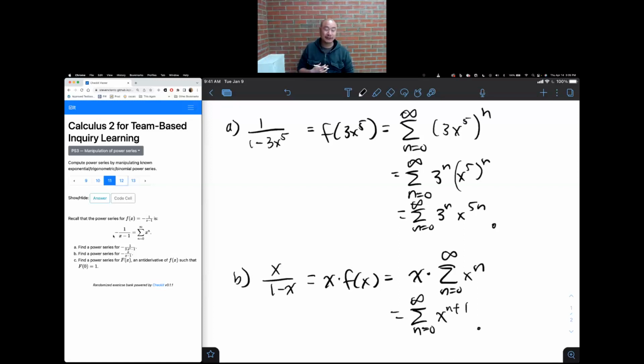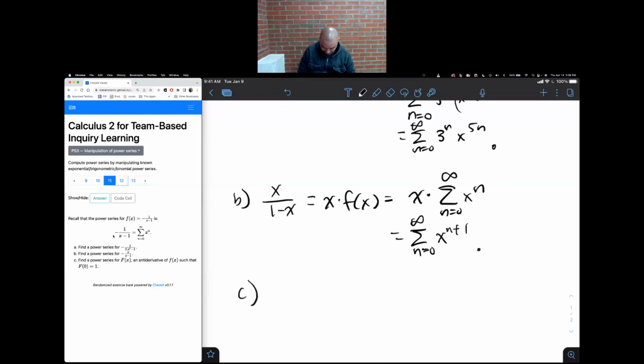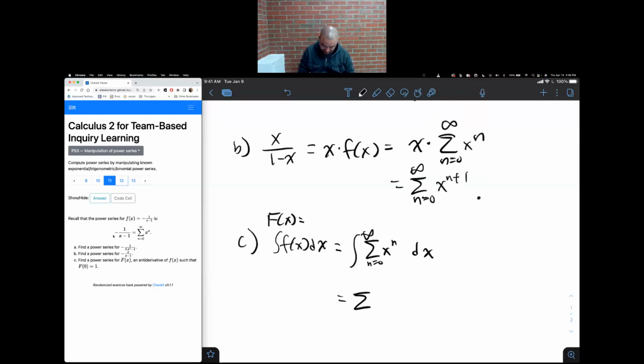All right. And finally, we want to find a power series for capital F, which is an antiderivative of f such that F of 0 is equal to 1. So we first note that the antiderivative of f of x in general, which is capital F in this case, is an integral of the sum x to the n from n equals 0 to infinity with respect to x. This in turn is the sum from n equals 0 to infinity of the integral of x to the n dx, which in turn is c plus the sum n equals 0 to infinity 1 over n plus 1 x to the n plus 1.